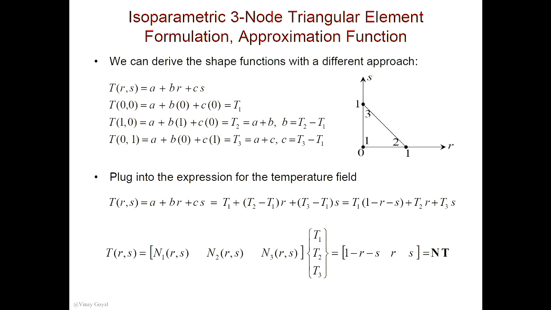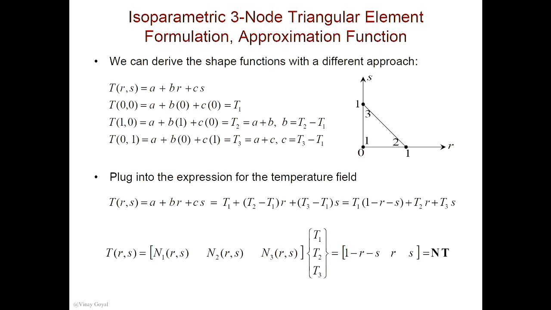Yeah? You want to see if it works? Let's try partition of unity. Can I add s plus r plus 1 minus r minus s and get 1? Excellent. Do I have Kronecker delta properties? So I put 1 minus r minus s, I put r and s to be 0 here, so I get 1. Works?